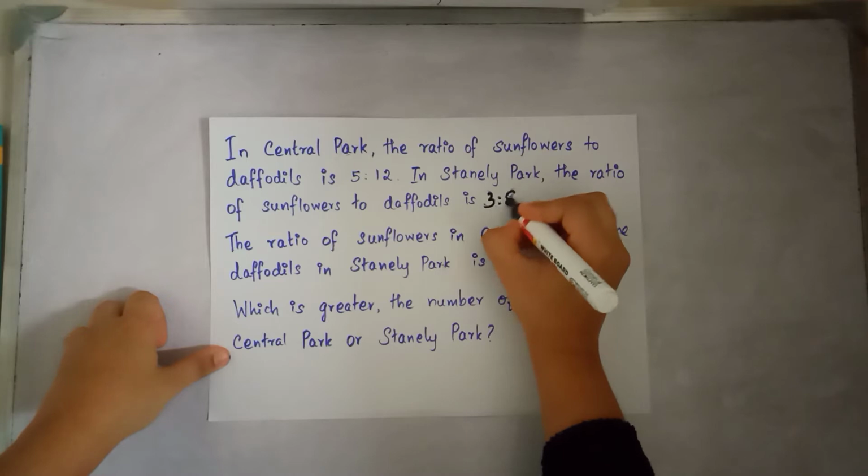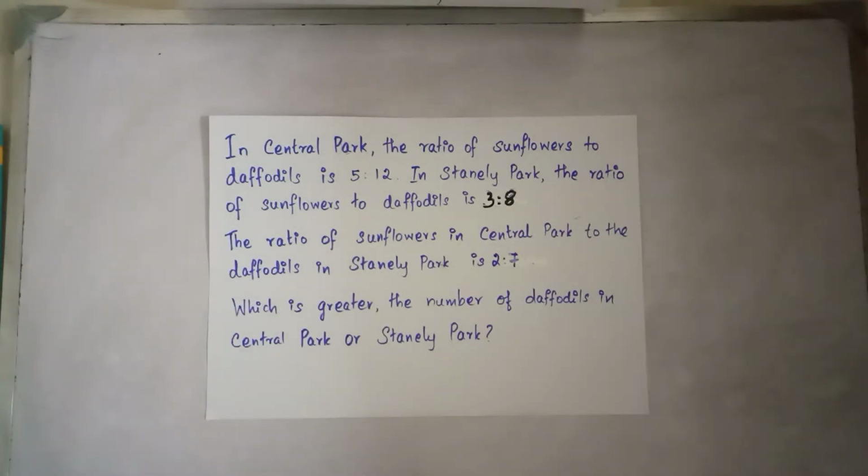I'm sorry, it's not so clear. So the ratio of sunflowers in Central Park to the daffodils in Stanley Park is 2:7. Which is greater, the number of daffodils in Central Park or Stanley Park?